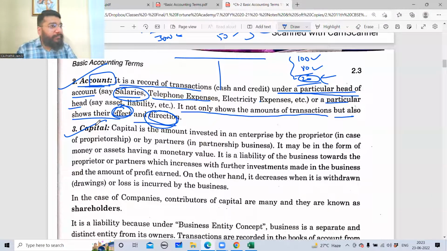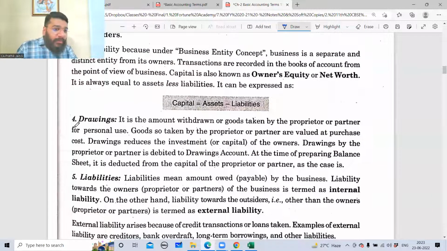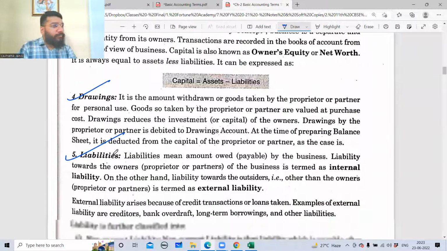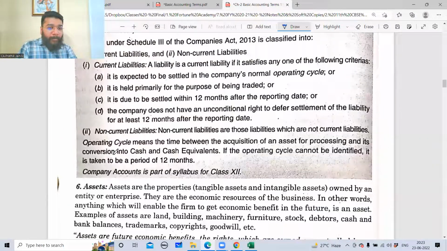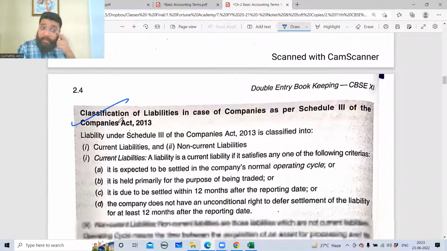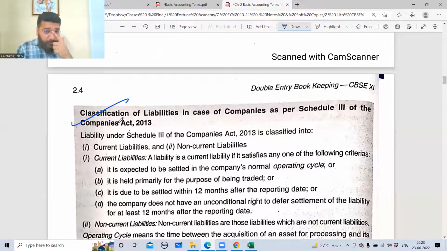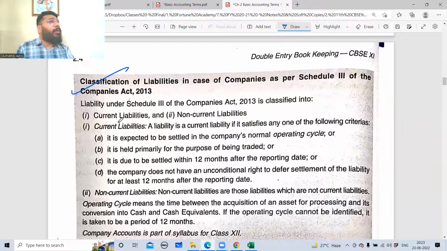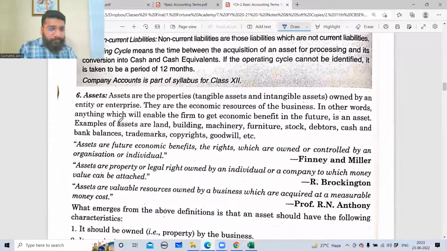Capital, something which we discussed. Drawings we know, liabilities we know. Of course, current liability, I have not discussed this particular point. Maybe if time permits, I can discuss with you on some other day, because this is quite complicated for you to understand at this level. But when you come in 12th, you'll understand in detail. Maybe if time permits, we'll discuss somewhere in between, not a problem.